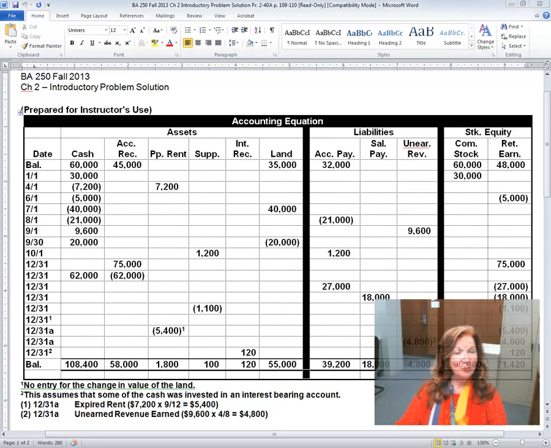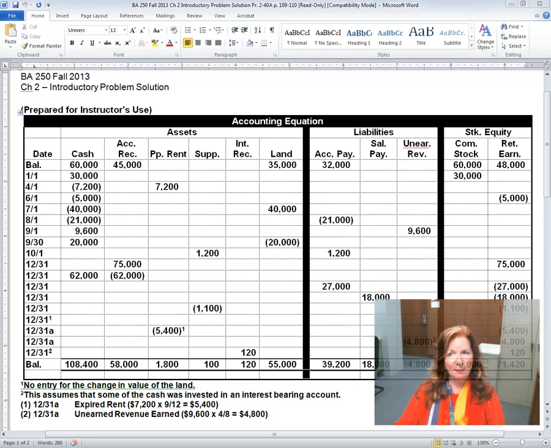Welcome to Chapter 2 and our sample problem. I hope that just before you're watching this introductory problem solution that you listen to the video on the chapter overview and you have an idea of what accrual accounting means, and you have an idea of how we're blending chapters 1 and 2 to continue to work the solutions to these problems. So you can see behind me the BA 250 Chapter 2 Introductory Problem Solution.